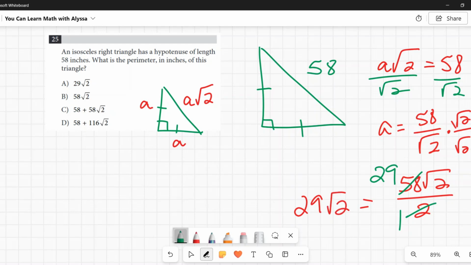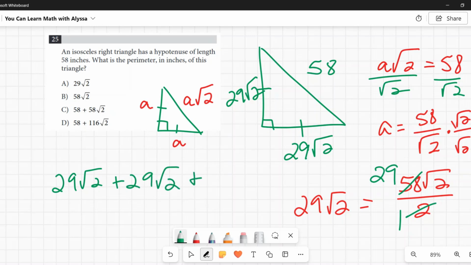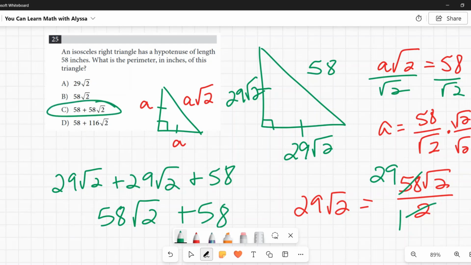That's my A. So up here, fill that in, 29 square root of 2 and 29 square root of 2. And now I need to add those up since we were talking about perimeter. So that is 29 square root of 2 plus 29 square root of 2 plus 58. When you have radicals like that, you can treat them like variables. So 29 square roots of 2 plus 29 square roots of 2 is 58 square roots of 2, plus 58. And that's it. It's 58 plus 58 square root of 2, which is C.